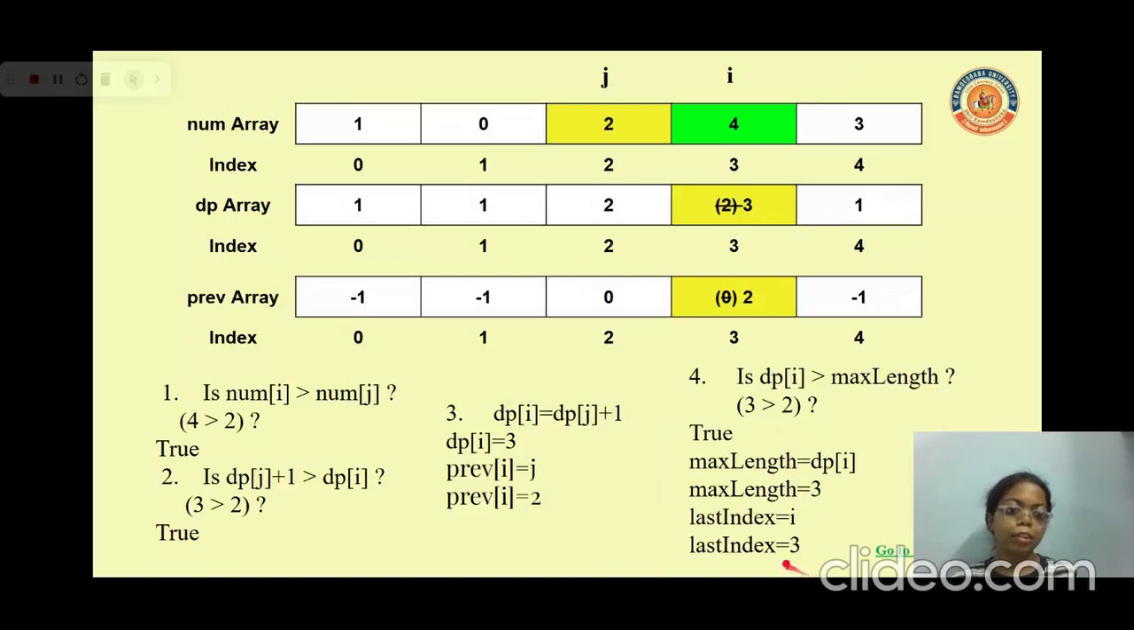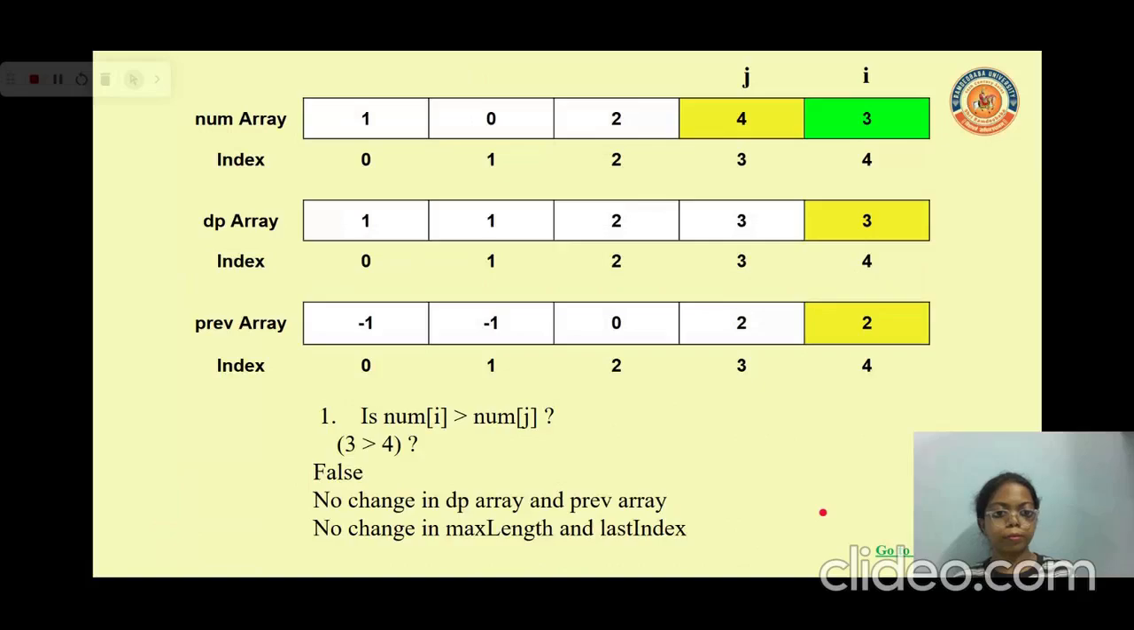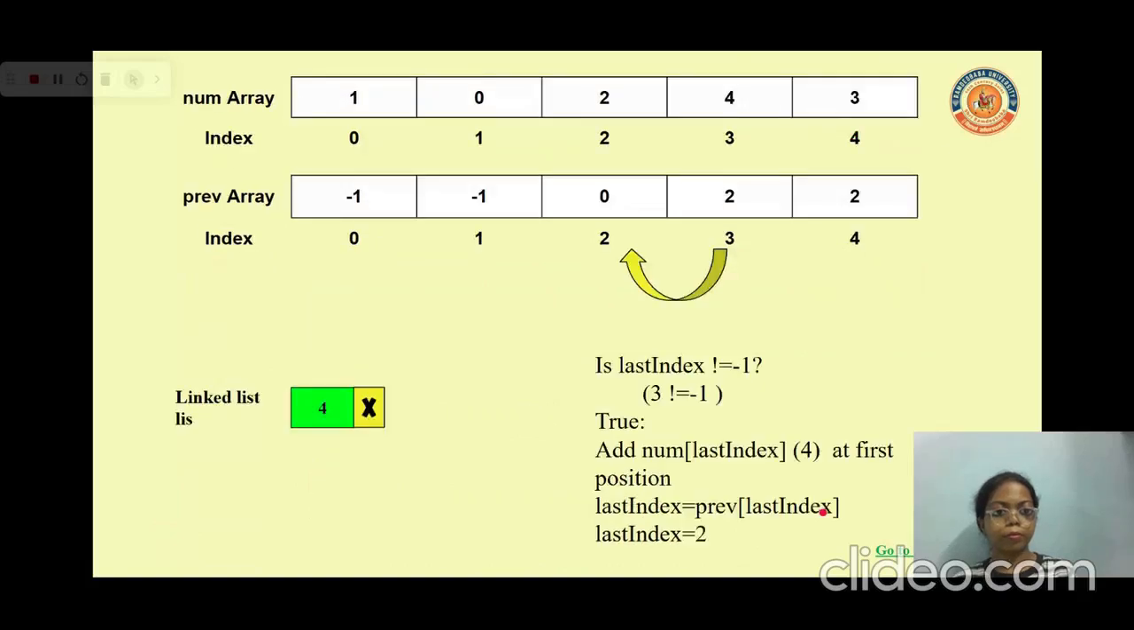Yes, at this position last time it was updated. Last index was noted down as 3 and maximum length was also 3. So last index was 3. Is 3 equal to minus 1? No. That means there are no previous elements to this. No, there are actually elements present, so this condition will be false.